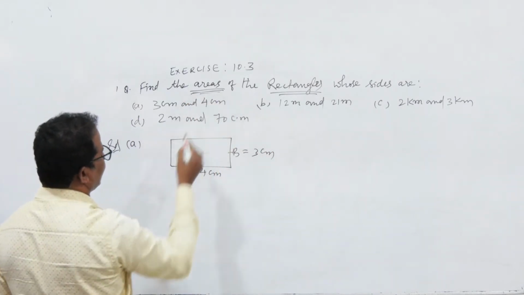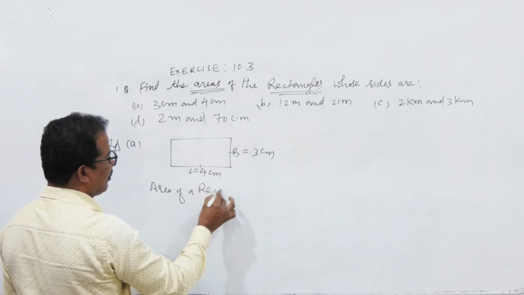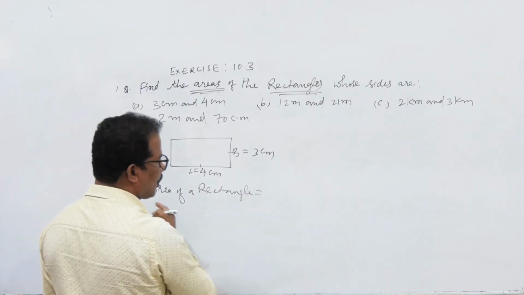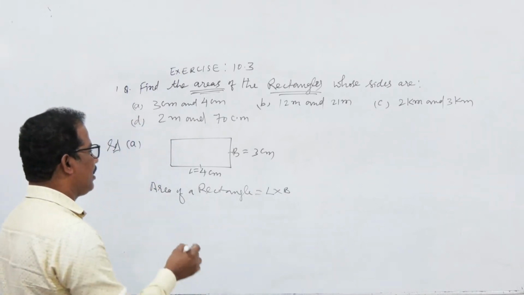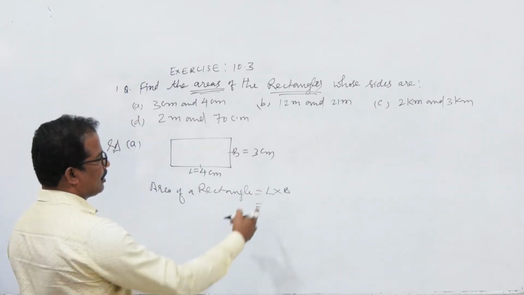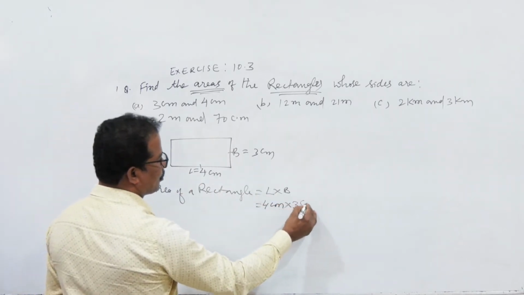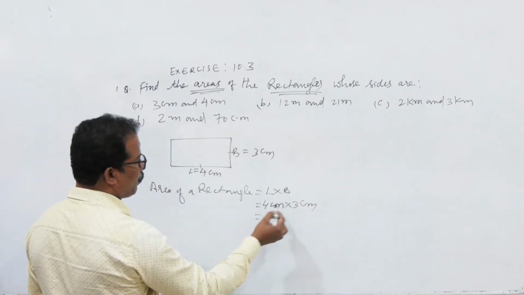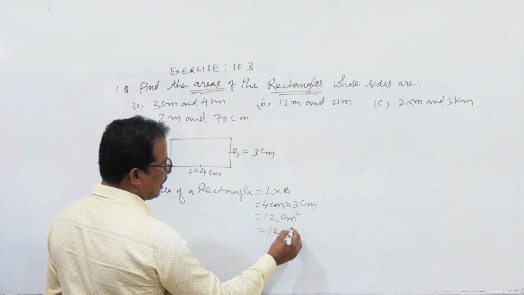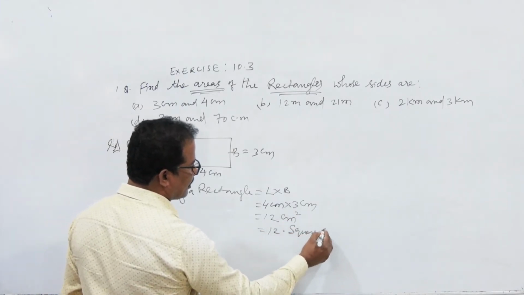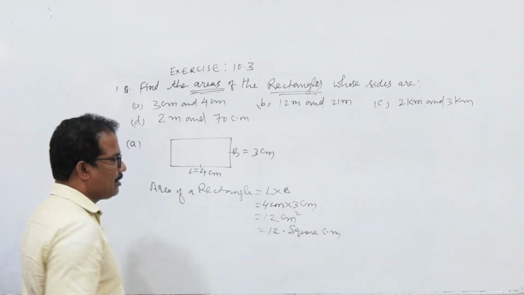We need to find what? Area. Area of a rectangle. And we have a formula for this. Area of a rectangle is length into breadth. So the length here is 4 centimeter and the breadth is 3 centimeter. Now we can multiply 4 and 3. 4 3s are 12, centimeter into centimeter, centimeter square. For this we can write square centimeter. So the total area of question A is 12 square centimeter.